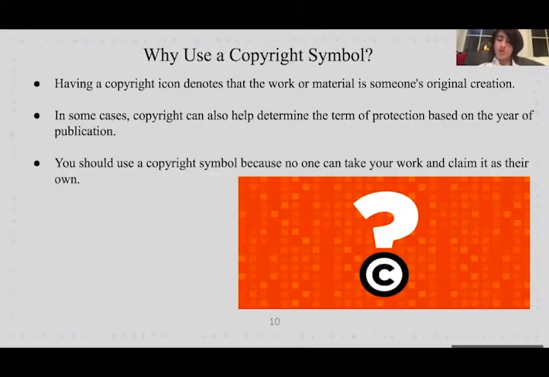Why use a copyright symbol? Having a copyright icon denotes that the work or material is someone's original creation. In some cases, copyright can also help determine the term of protection based on the year of publication. You should use a copyright symbol because no one can take your work and claim it as their own.